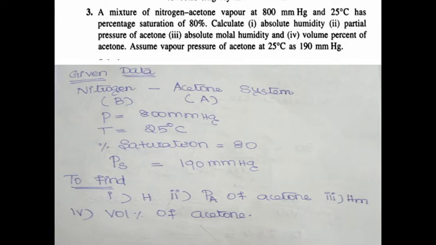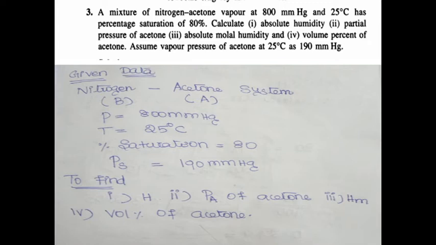Okay. So what is the total pressure? 800 mmHg. Temperature is equal to 25 degrees Celsius. Additional data given: percentage saturation is equal to 80. So here the vapor pressure of acetone is given as 190 mmHg. Vapor pressure notation is PS, capital PS.